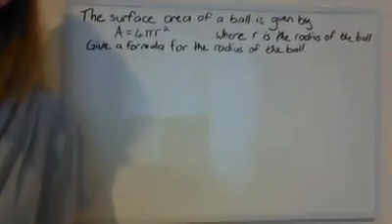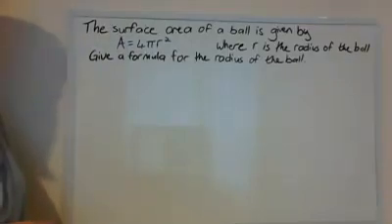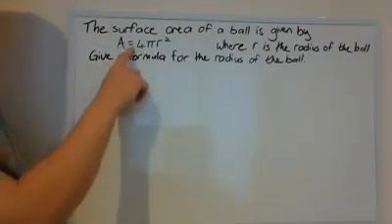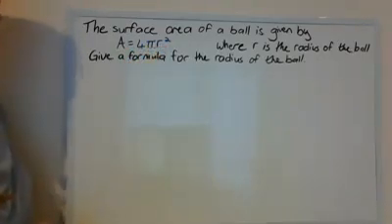So today's question says, the surface area of a ball is given by A equals 4 times pi times r squared, where r is the radius of the ball. Give a formula for the radius of the ball.